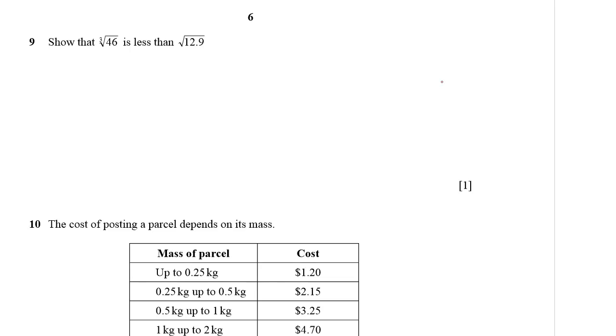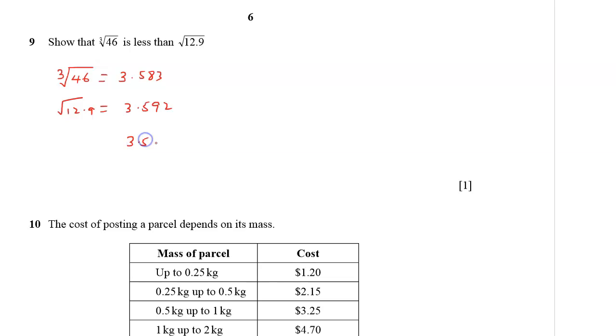Question number 9. Show that the cube root of 46 is less than the square root of 12.9. You can use your calculator to get this. The cube root of 46, you'll find it is 3.583. The square root of 12.9, you'll find it is 3.592, and therefore the square root is greater than the cube root.